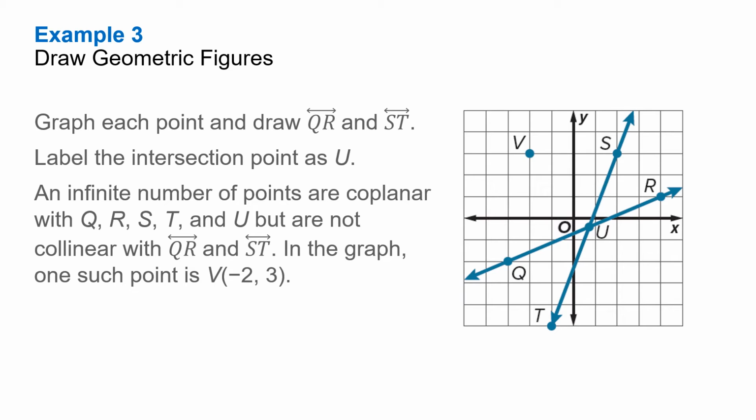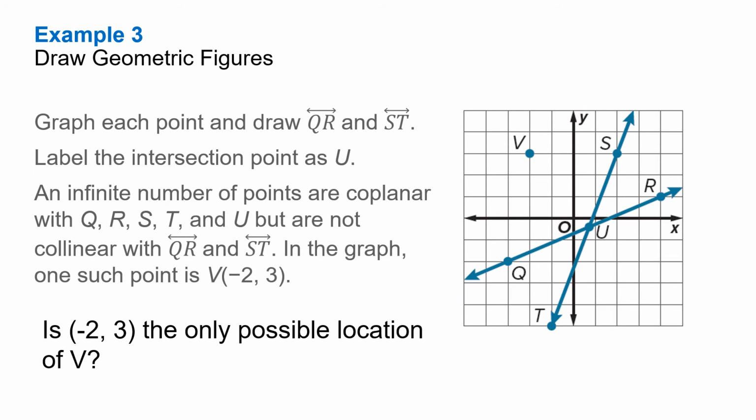So point V is coplanar with all of these points. But notice that point V is not on line QR and is not on line ST or any extension of those lines. So point V is not collinear with ST and QR, but it is coplanar with all those points. Here's the question. Is the point -2, 3 the only possible location of V?